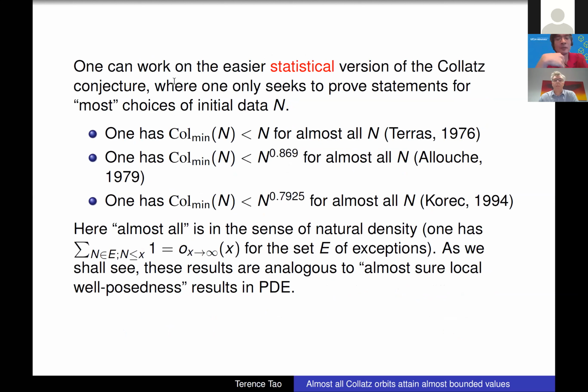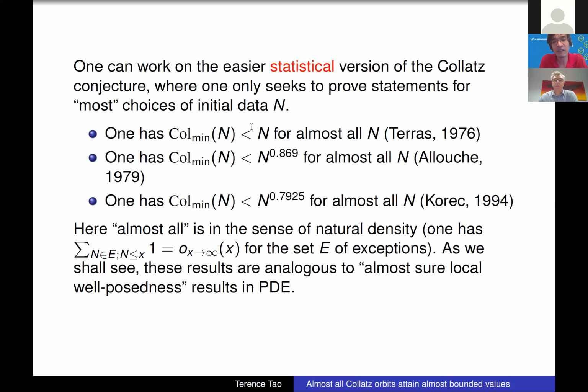And there we can prove more. One of the first papers on the subject was by Terras in 1976, Riho Terras. What he proved was that for almost all natural numbers n, if you start this map and iterate it, it is almost always true that you eventually reach a number that's smaller than n. So you eventually go down a little bit. Now, of course, you want to go all the way down to 1. So this is a fairly weak result. It just says that the orbit would dip a little bit below n.